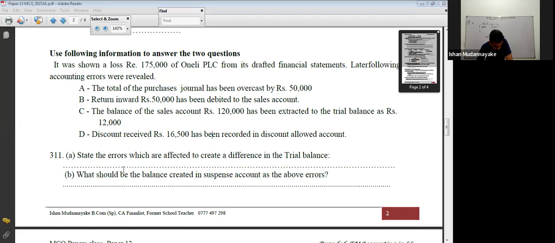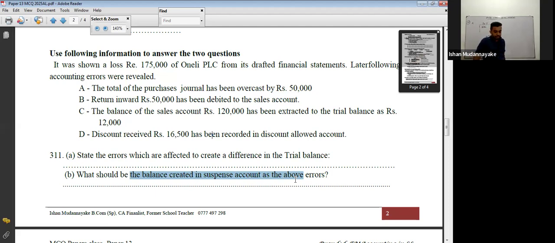Look at B. What should be the balance created in the suspense account because of the above errors? To get the answer for this question, there are two methods.